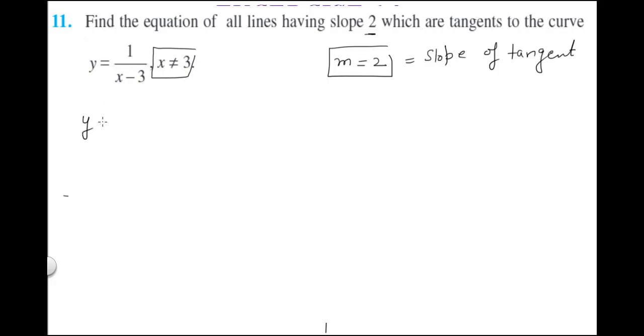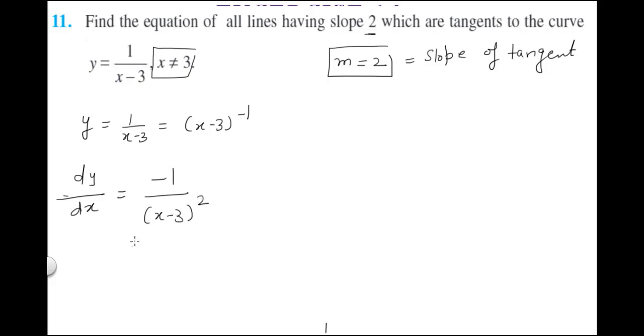Also we have been given y is equal to 1 upon x minus 3, which is also x minus 3 to the power minus 1. So if we find the slope of tangent, what we will get? dy by dx as minus 1 upon x minus 3 whole square. Now this is also slope of tangent, according to us. We will equate both the slopes. So according to the question, minus 1 upon x minus 3 whole square is equal to 2. Right?